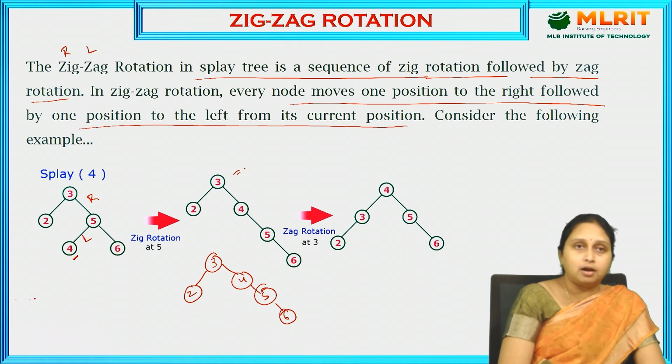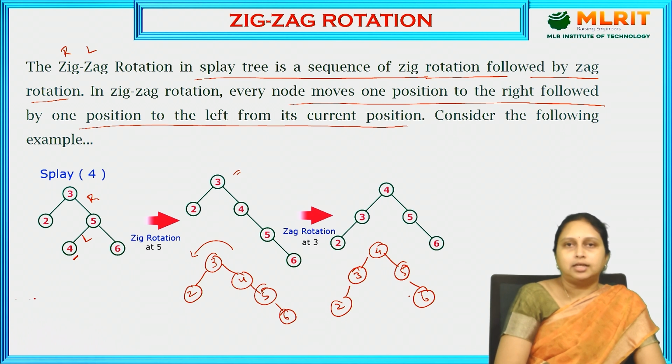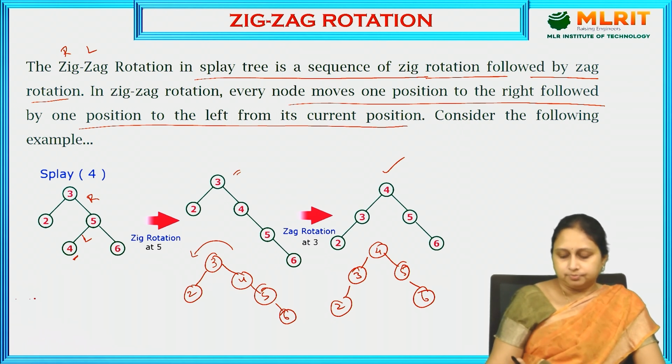Now, already we have done the right. I need to perform the left rotation on this. When I am doing the left rotation, I am going to get the tree like this: 4, 3, 2 and this is 5 and 6. Like this way, the same tree I am going to get. Right? First we are performing the zig rotation, which is nothing but the right rotation, and then the zag rotation, which is nothing but the left rotation. This is zigzag rotation.